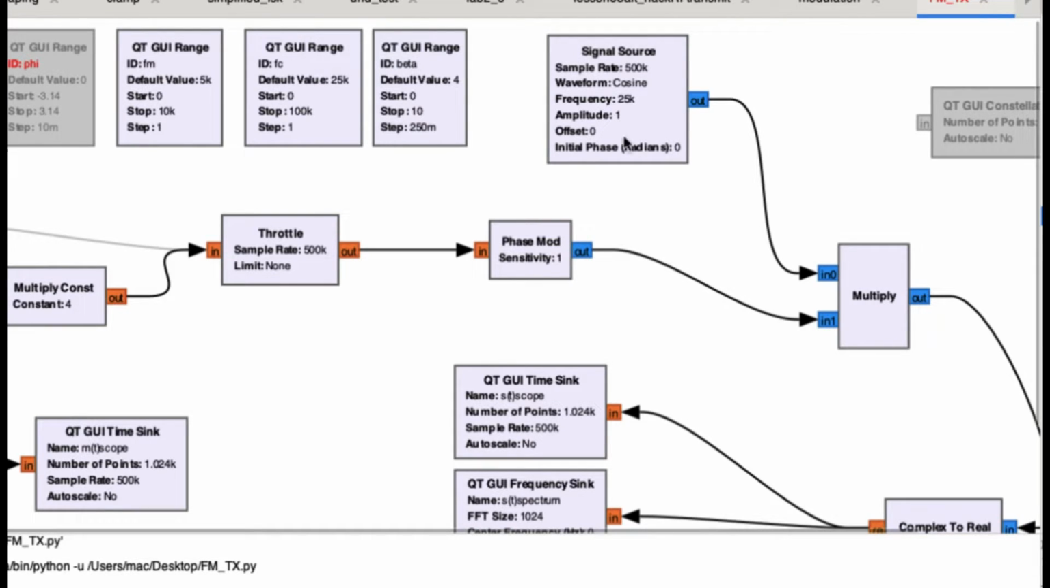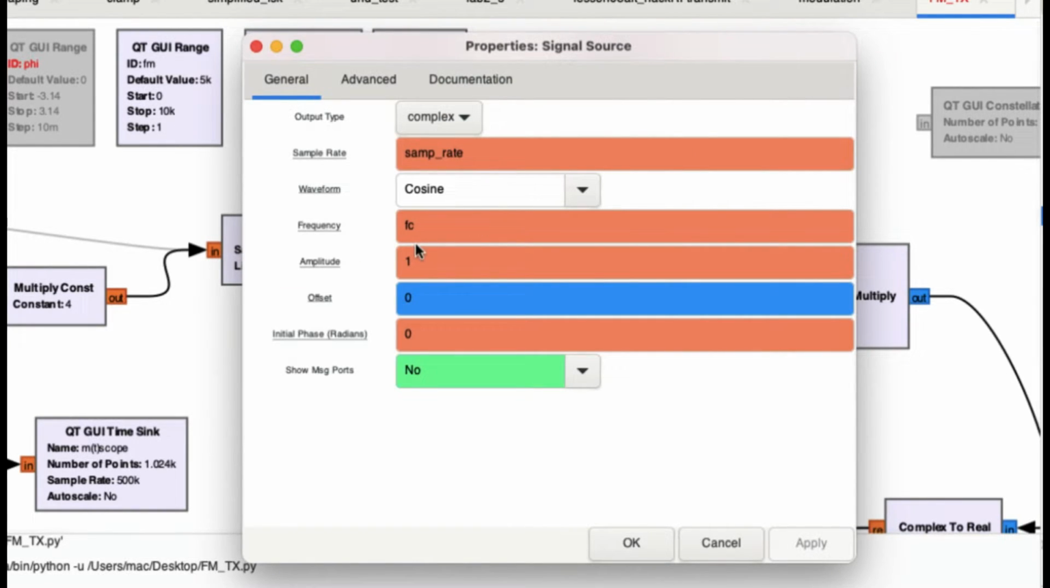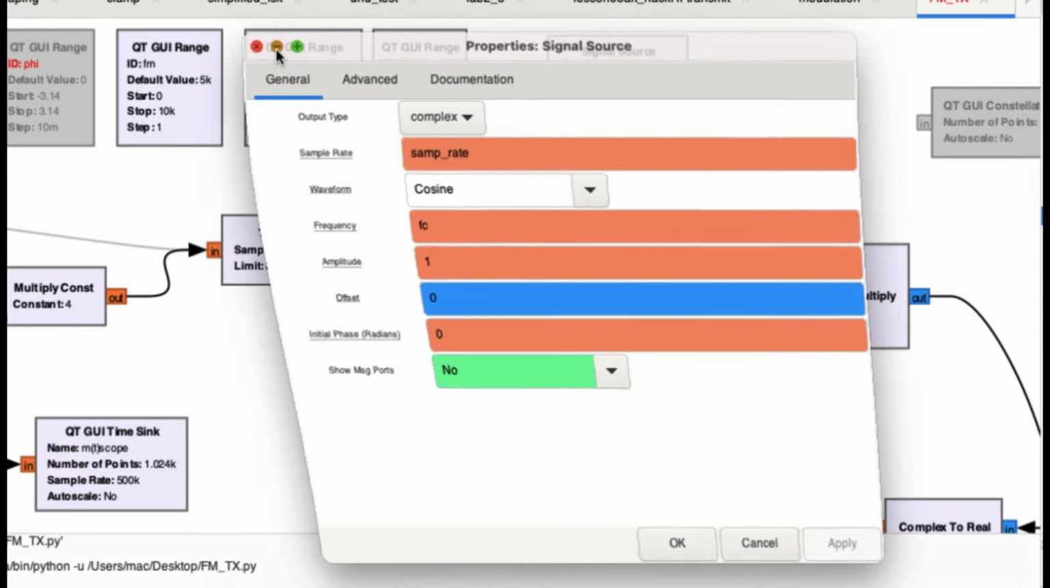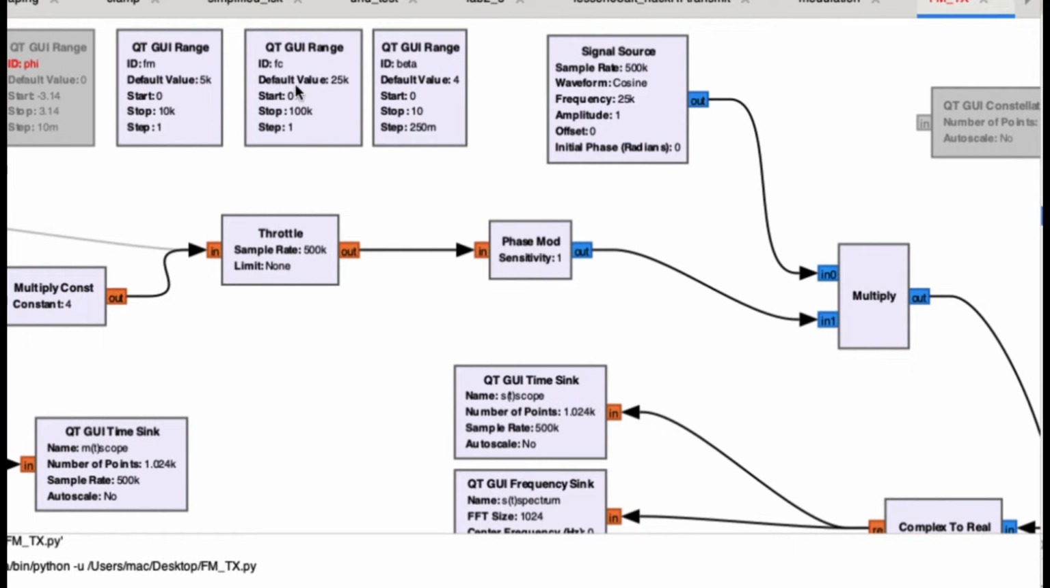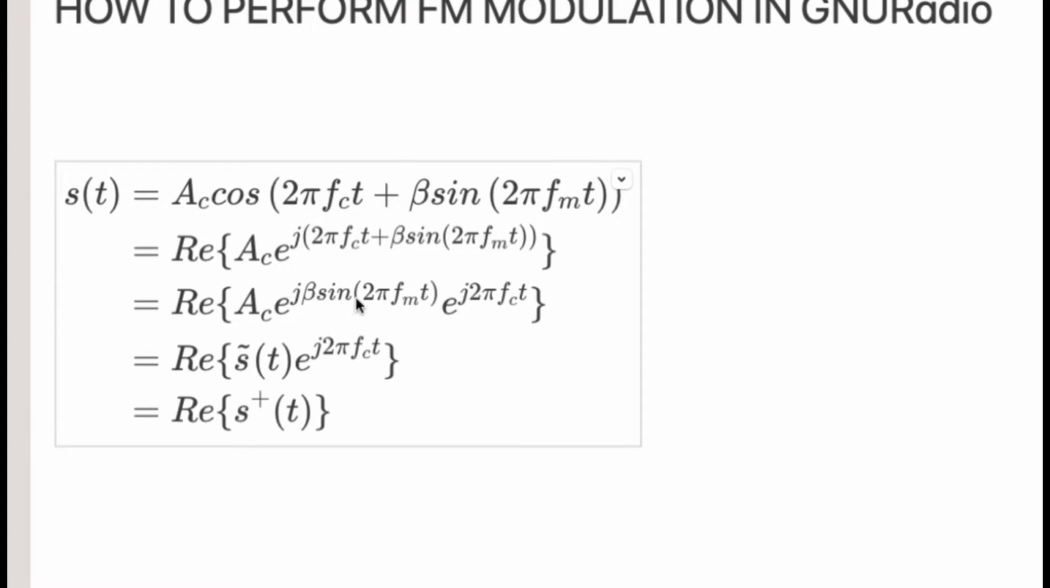If you want to look at the values, this is FC. This FC is being called here again, where you have a default value of 25K, and you go all the way from 0 to 100K. The 500K is your sample rate. So far so good. Now, what I'm doing is taking this complex signal and multiplying it by a complex signal, which is given by e to the j 2 pi FC t.